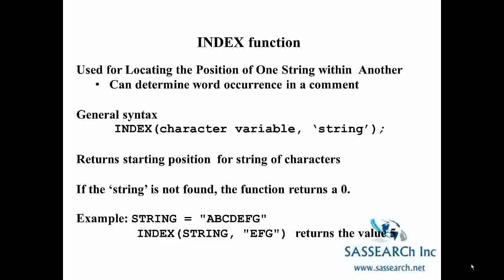So here we have an example of a character string that's A, B, C, D, E, F, G. We use the index function, so we're taking index, the name of our character variable is string, and we're looking for the three letters E, F, G. Then the result now takes on the value of 5 because it is in the 5th position that the start of that substring EFG was found.